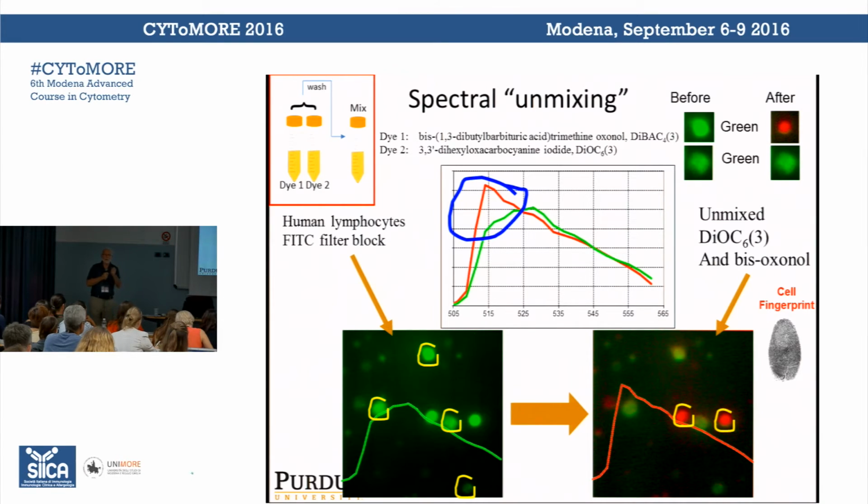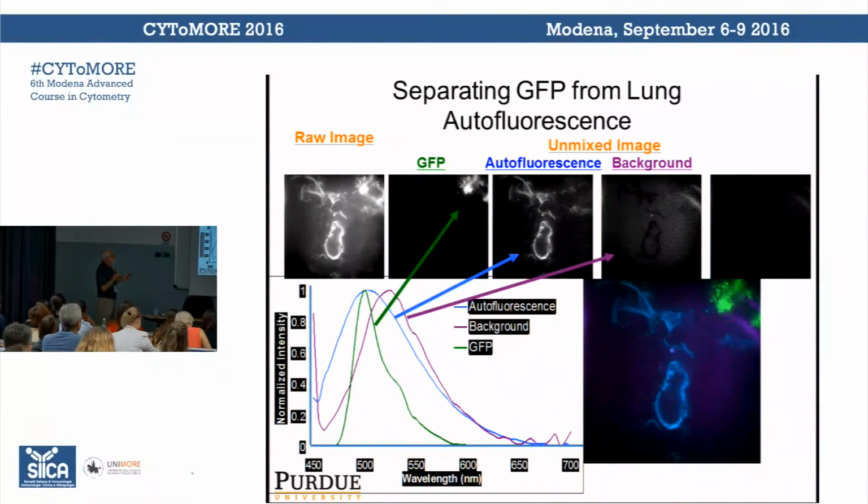You can separate dyes that are even extremely close. Here's another example. Here we have some imaging, and one of the problems with imaging, as many of you know from tissue imaging, is autofluorescence. How do you deal with autofluorescence? Well, you can create signatures for the properties of the things you're looking for. You can create a signature for autofluorescence. You can create a signature for background. You can create a signature, in this case, for GFP.